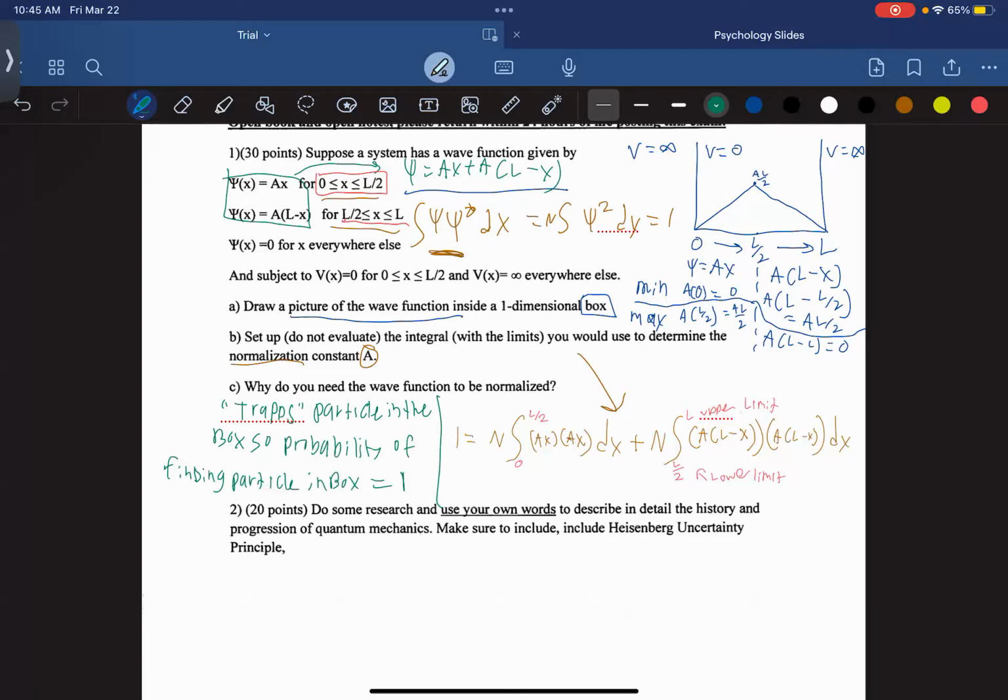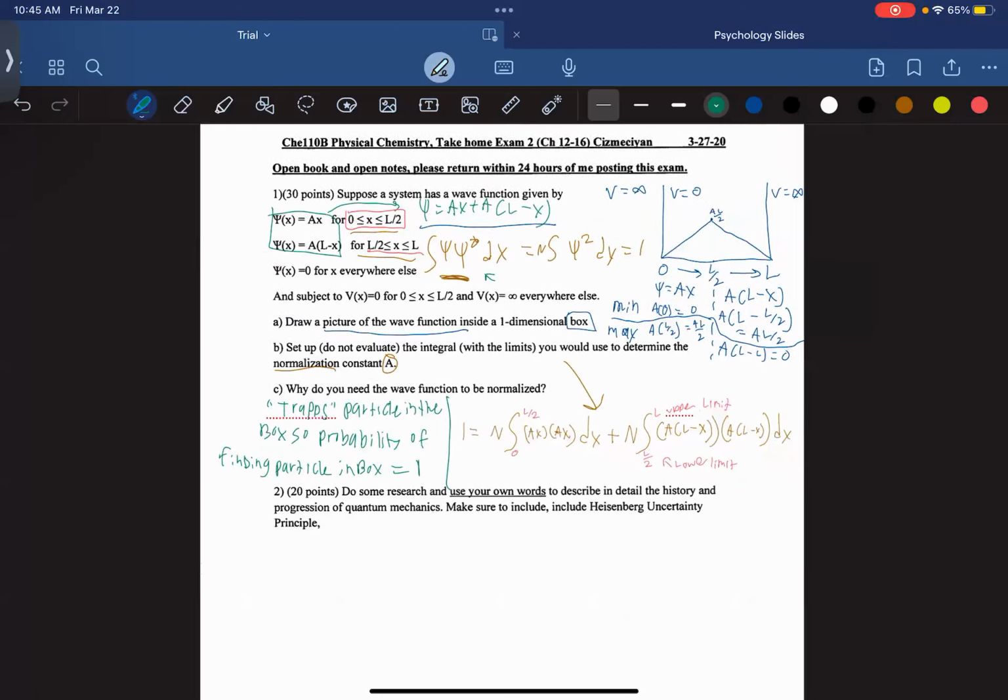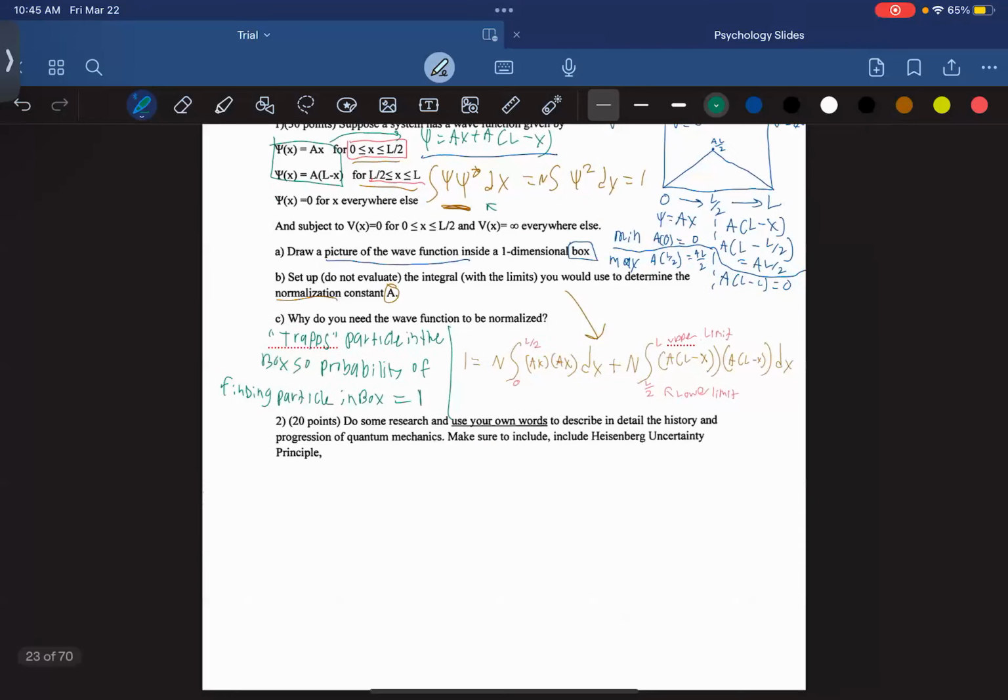Good job. Because yeah, remember this is also our probability equation. Nice.